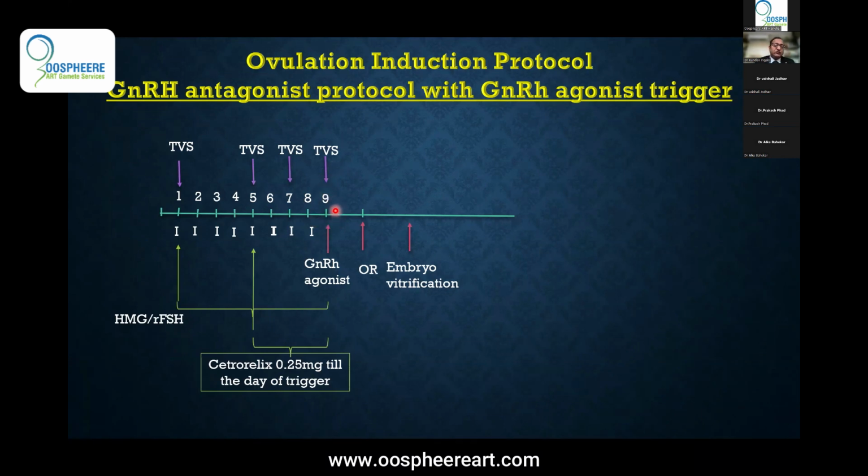So your night injection might be, for example, at 10 o'clock. If you keep 10 o'clock as the antagonist time right from the fifth day, so one day prior, on the eighth day, you have given a 10 o'clock antagonist. On the ninth day, you have done a scan, follicles are ready, and you are going to give a trigger at 10 o'clock in the night.